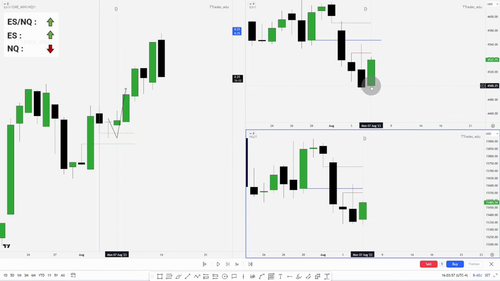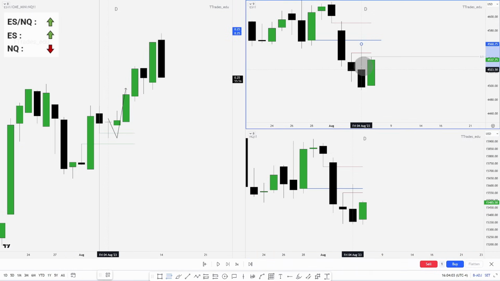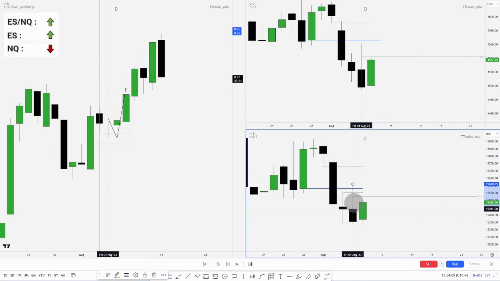So what do we get? ES opens and just immediately moves higher, right? And if we mark out the CE of this wick, just so we can see how they relatively compare to each other, we can see that ES almost reaches that consequent encroachment, while NQ is nowhere close to that. So let's go to the next day.